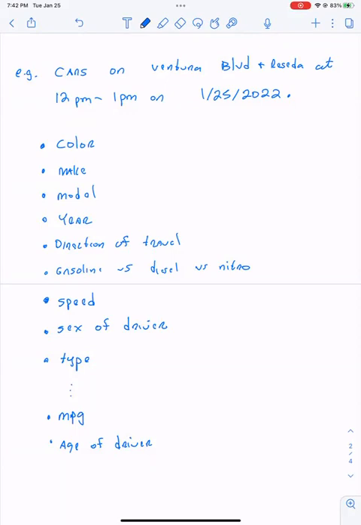Nice. Average VIN number, same thing. Yes, about zip code. Zip code is a great one.